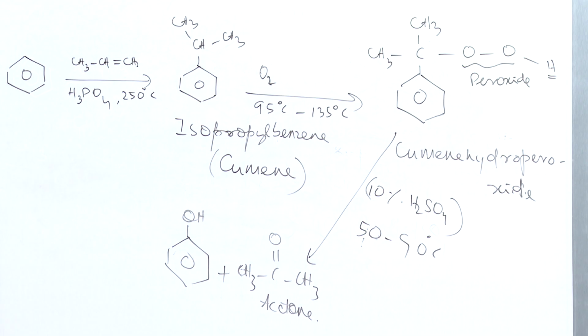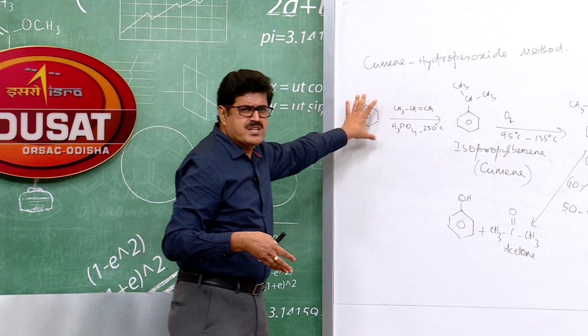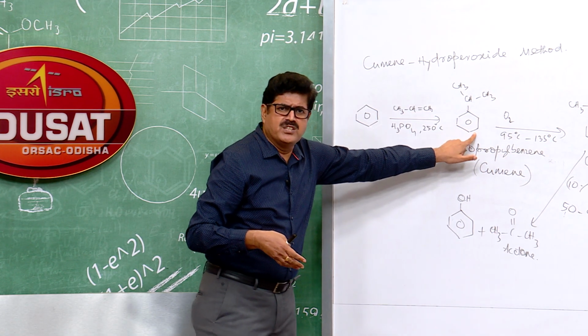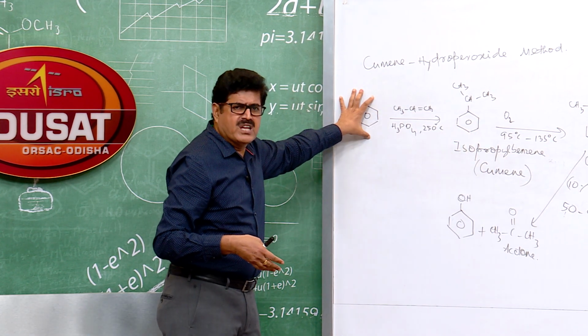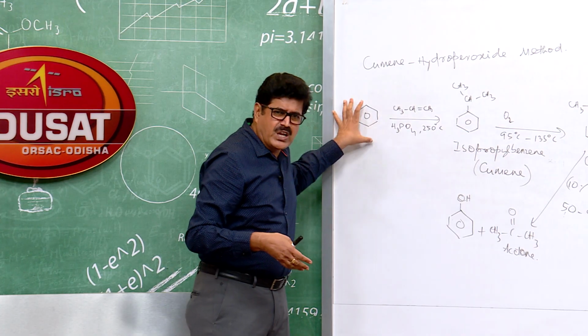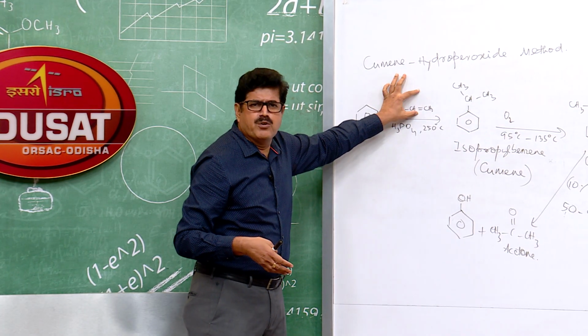Okay? So, this is the cumene hydroperoxide method, and what advantage does it have over other methods? See the important byproduct. We have acetone as the important byproduct here. This is a very important method of preparation of phenol. What is cumene here? This is isopropyl benzene. Cumene can be obtained from benzene, when benzene is heated with propene.